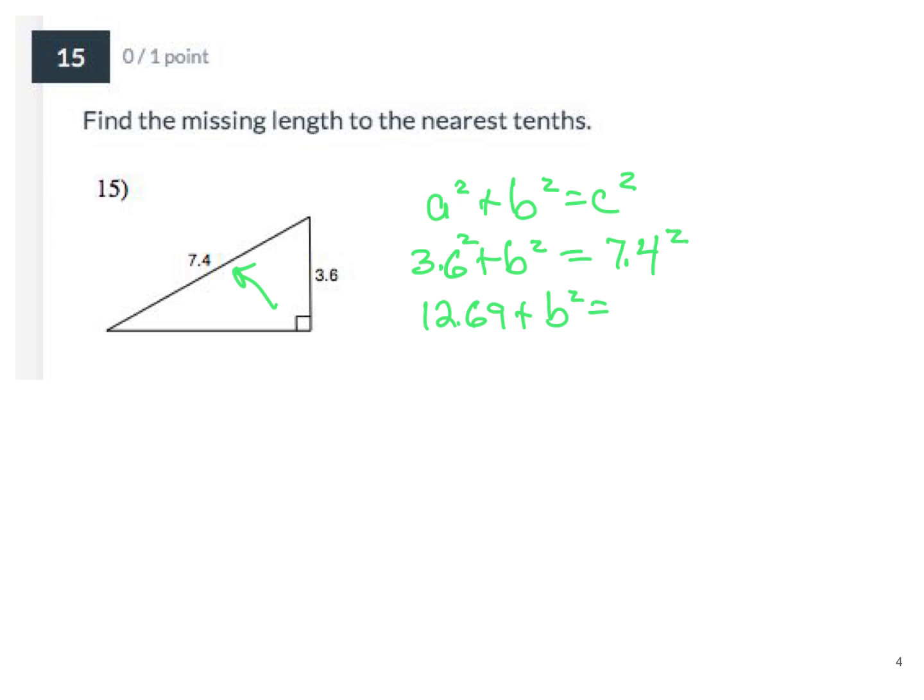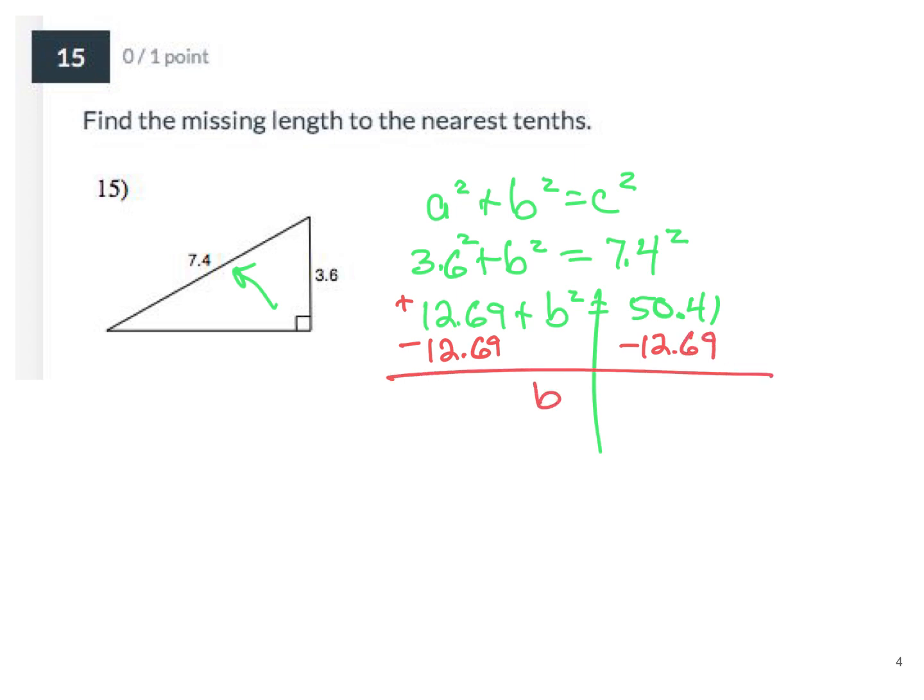b squared. 7.1 squared is 50.41. And here we're going to solve it like normal. So the 12.96 is positive, so we're going to subtract it from both sides. So we're going to have b squared equals 50.41 minus 12.96. That is 37.45. And again, opposite of a square is a square root. So we're going to square root 37.45. And again, we're going to round it to the nearest tenths. So that's going to be 6.1.